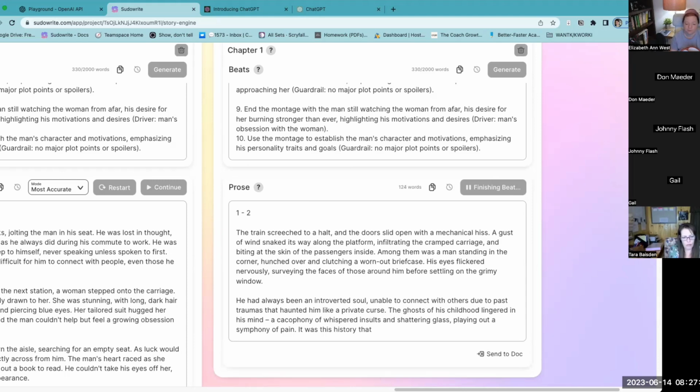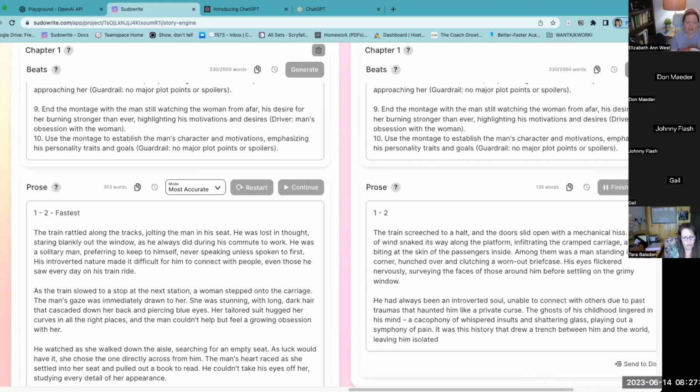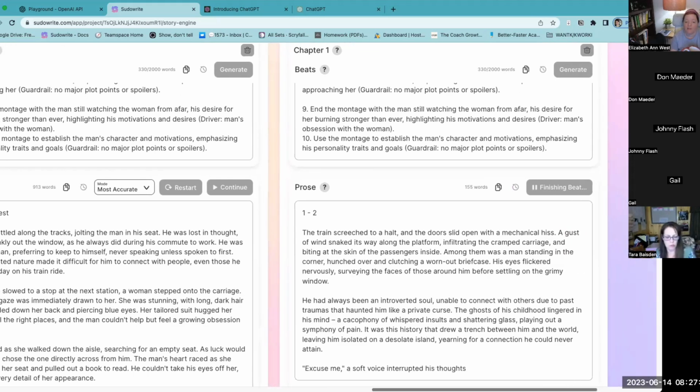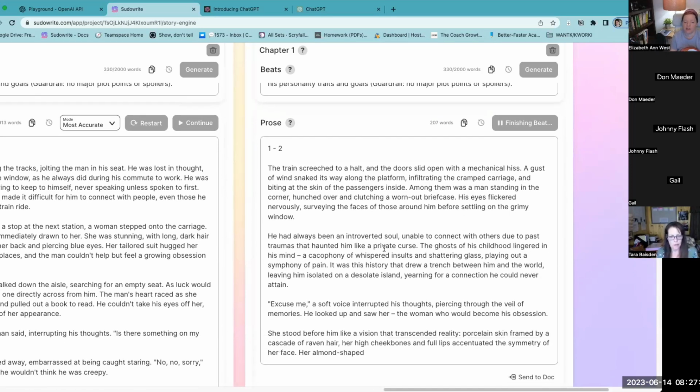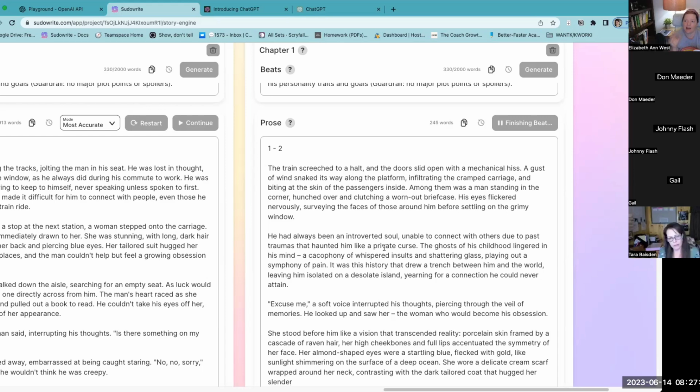So here we have a lot more visceral. Instead of the train rattled along the tracks, jolting the man in his seat, we have the train screeched to a halt and the door slid open with a mechanical hiss. One of these sentences has a little bit more visceral detail than the other. And that's where most accurate kind of shines. Most accurate at the moment is GPT-4, and fastest is 3.5, but that can change as more models come down and everything like that.